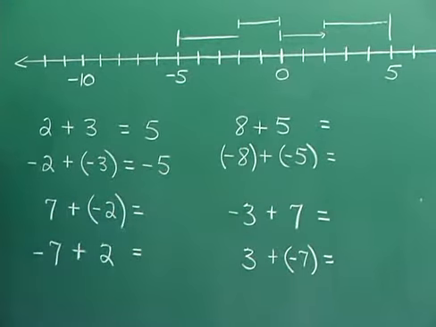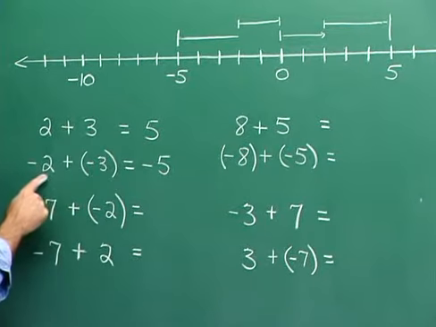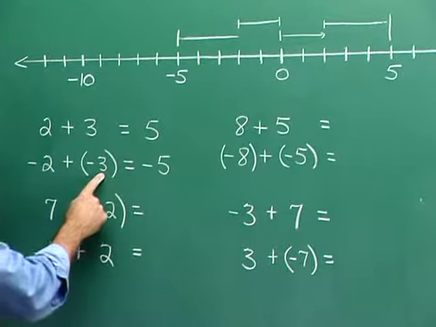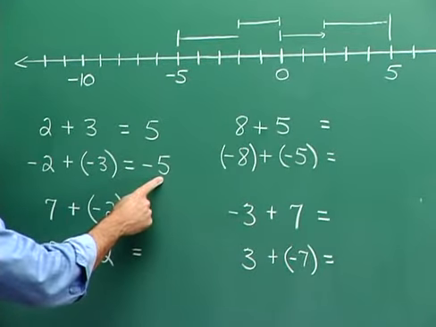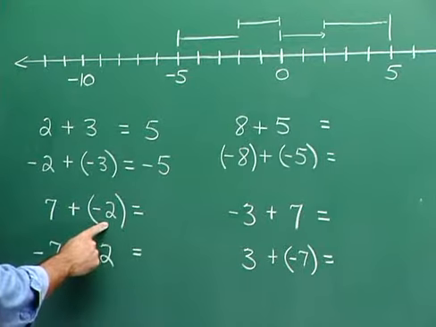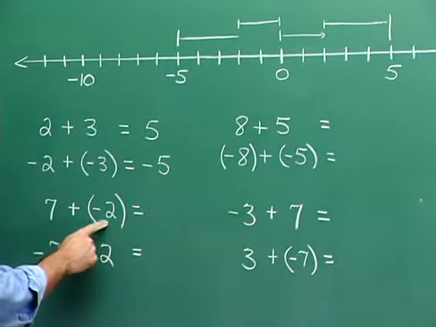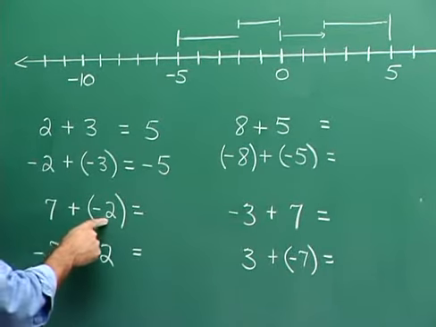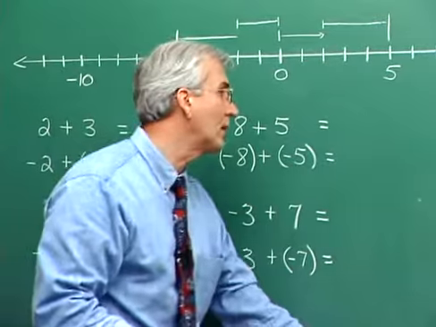Another way to interpret this is that the temperature is -2 outside, and it drops another 3 degrees. Well, it's now at -5. Consider these problems: 7 plus -2. Once again, we can use the number line to help us decide what we get here. Let's do that. We're going to go to 7 and then collect -2. That means we're going to come back this way.